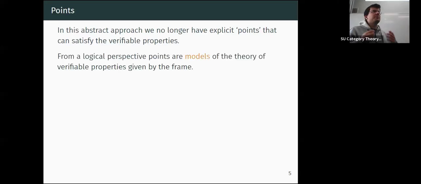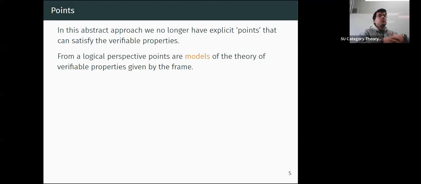But we can think about what points actually give from a logical perspective. From a logical perspective, what a point gives you is a model of this theory of verifiable properties determined by the frame. If you have a point in a topological space, you can say which open sets the point lies in, and we're thinking of the open sets as being properties that the point would satisfy, right? So if you consider all of the properties that the point x satisfies, this is like a model of the theory of the verifiable properties. It tells you which properties are true.